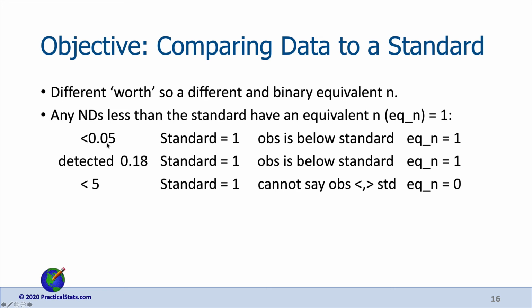If you had a less than 0.05, say for thiomethoxam, and the standard was 1, I'm just making that up, then the observation is below the standard, and so the worth of that observation is 1, because you can clearly say it's below the standard of 1. Just as you could if you had a detected 0.18, that's also below the standard. But on the other hand, if your detection limit was above the standard, so it's a less than 5, you can't say that the observation was less than the standard. You can't say the observation is greater than the standard. You don't know. And so the worth of that observation then becomes 0.